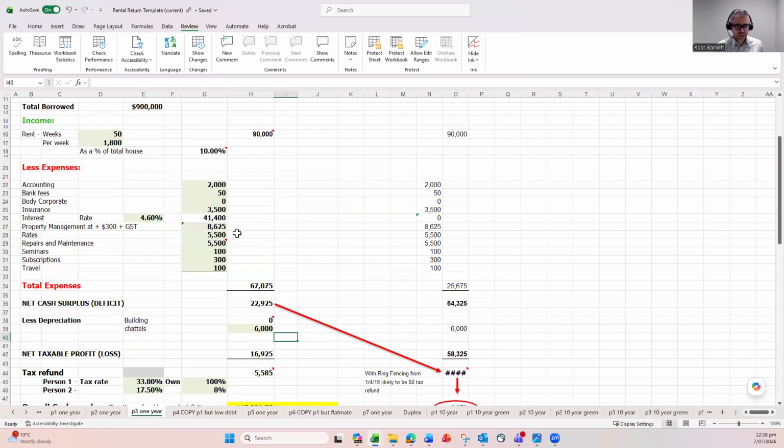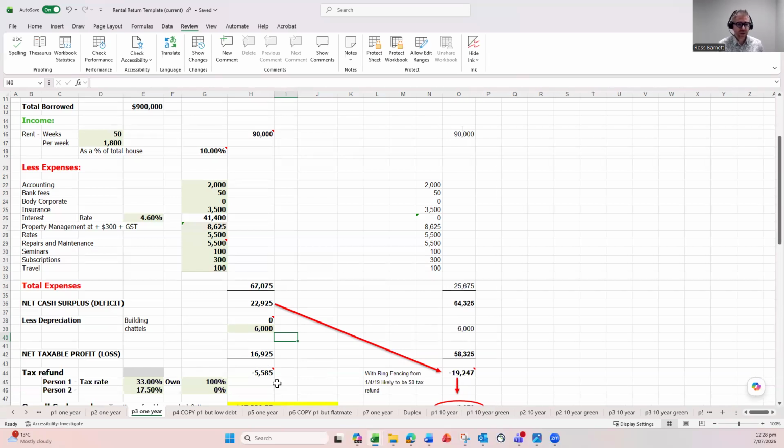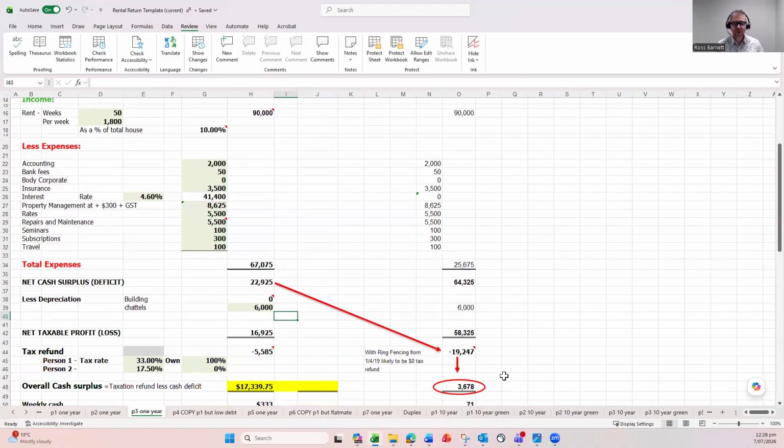So if interest limitation comes in, we can't claim that 41,400 of interest. So rather than having a profit of 23,000, we'd have a profit of 64,000. We then have the same chattels depreciation. Our taxable profit after depreciation goes from about 17,000 to 58,000. We've then got a tax bill instead of 5,000, of about $19,000. So we're making 23,000. We're paying 19,000 in tax. We're left with 3,678.